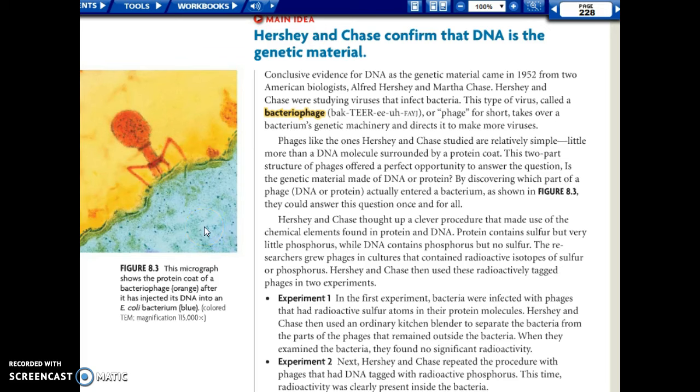So they tried taking the DNA. The DNA contains phosphorus, and they made DNA glow. They made it radioactive. What they found is after making the DNA inside this bacteriophage glow, there was glowing going on inside the bacteria, meaning that DNA was passed from the bacteriophage to the bacterium. This confirmed that DNA is the genetic material, and it is definitely not the protein.